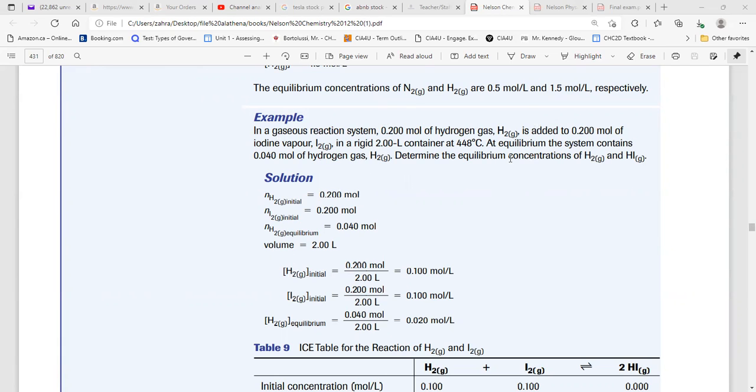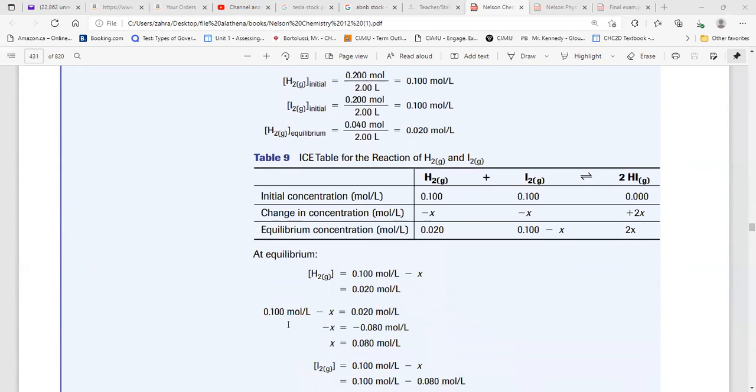So determine the equilibrium concentration of H2 and HI. The equilibrium system contains 0.04 mole of hydrogen gas, again divided by 2 to find the concentration at equilibrium. We establish the ICE table, write down the reaction: initial, change, equilibrium. So initially you had 0.1 mole per liter of H2, 0.1 mole per liter of I2. You didn't have anything of the product.